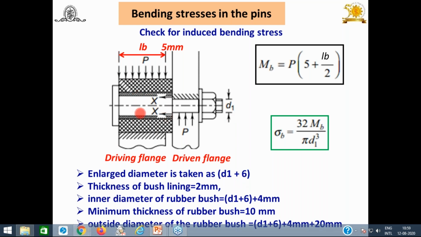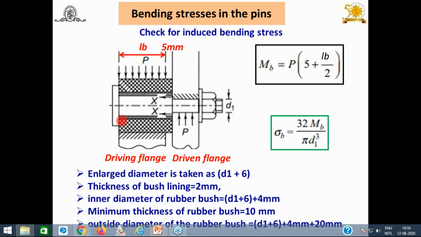This is the enlarged diameter of the pin, look at this here. The cursor, this is the enlarged diameter. This is D1 and here it is enlarged. This is how you are to take D1 plus 6. D1 means the nominal diameter of the pin, plus 6 you can add, and you will get the enlarged diameter.